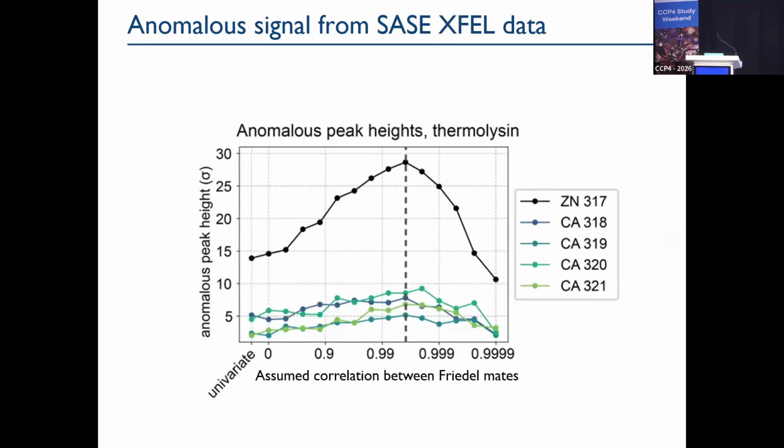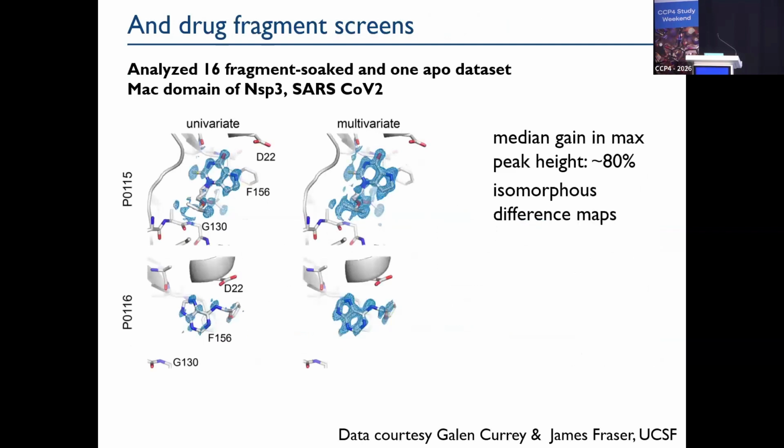When we tune this expected correlation and see how the signal depends on that, we can see in this case that there's a clear optimal value of the expected correlation, about 0.99, that maximizes the anomalous signal. All right. We did apply this to a very small subset of a much larger crystallographic fragment screen, 16 fragment-soaked datasets and 1 apo dataset. We applied the same expected correlation and jointly scaled the datasets. And you get fairly strong gains in the quality of the difference maps that you get. These are just isomorphous difference maps that you get from this kind of an analysis.